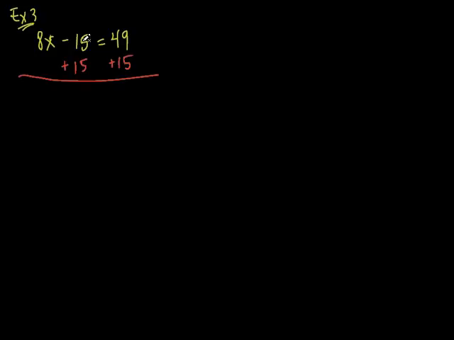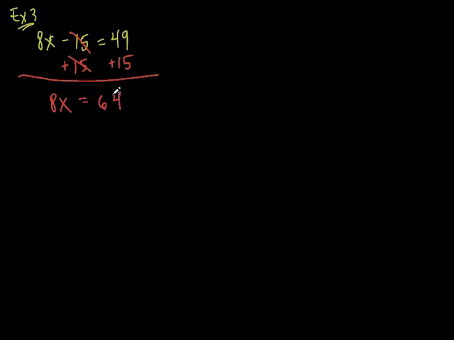Let's see what we get. This adds up to 0, doesn't it? Cancels out. Bring down this right here. I get an 8x. What about here? It's just addition. 49 plus 15. Say 9 and 5 is 14. That's a 5, and that's a 64.